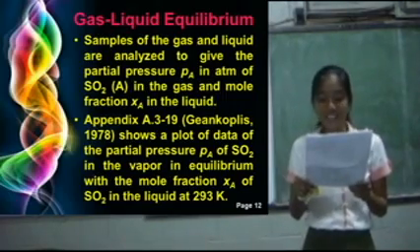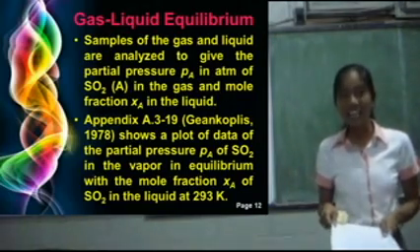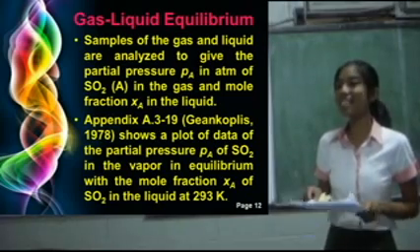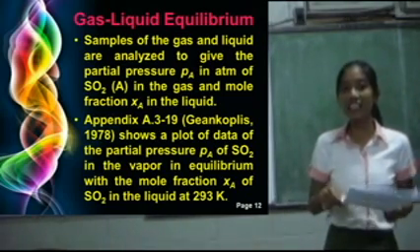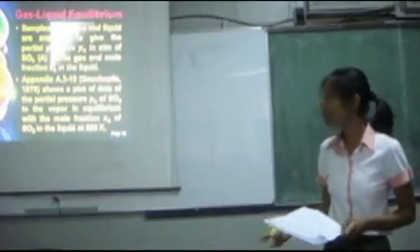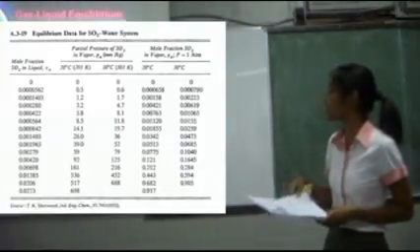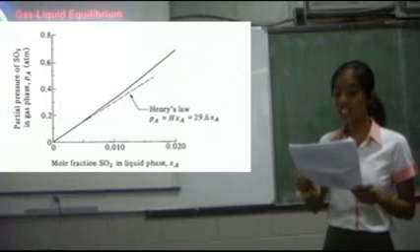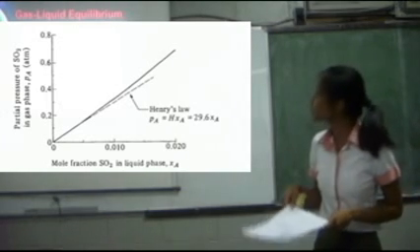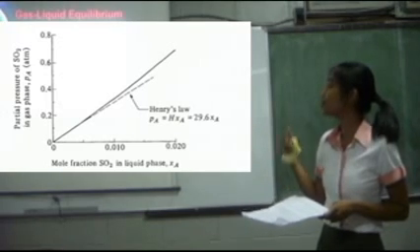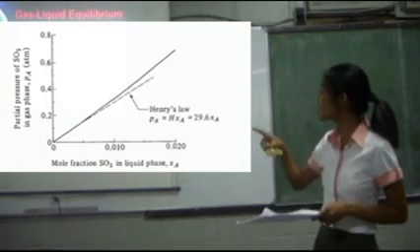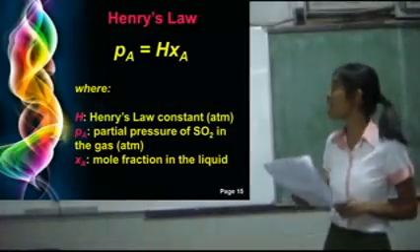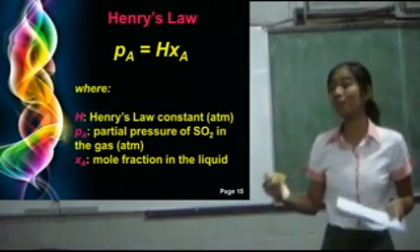Samples of the gas and liquid are analyzed to give a partial pressure PA in atmosphere of SO2 in the vapor in equilibrium with the mole fraction XA of SO2 in the liquid at 293 Kelvin. So this is the obtained data in the experiment, and in Treybal Appendix A 3-19 we can see a plot of partial pressure versus mole fraction. As we can see, there is a straight line there that follows Henry's law. Let us take note that Henry's law is applied to low concentration conditions.